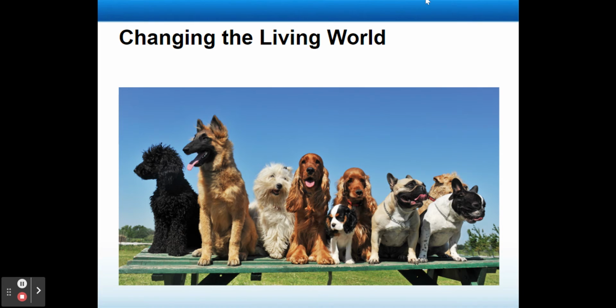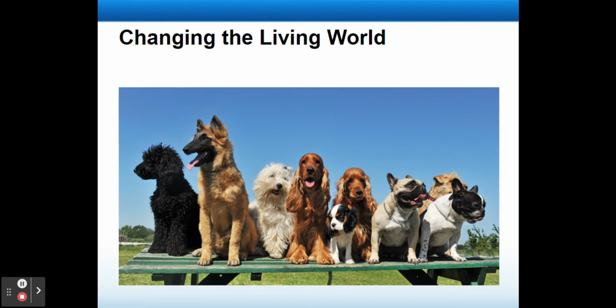And so that's what we're going to take a look at today: how have we selected for certain traits, and what exactly do we do, or how exactly do we do those selections? How do we go about picking things? So we're going to talk about changing the living world.